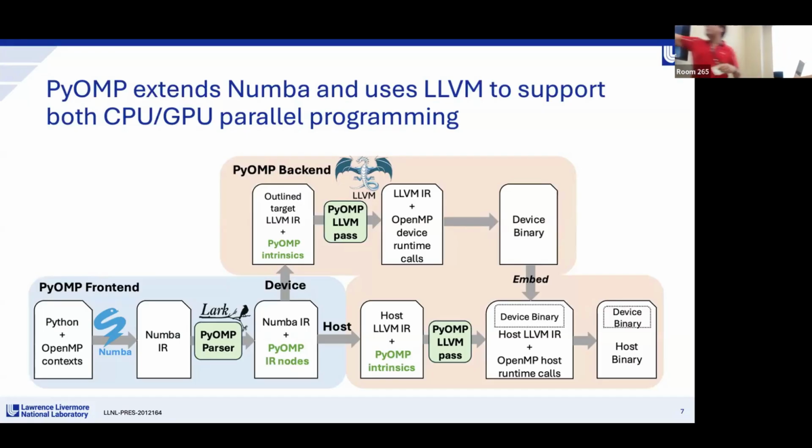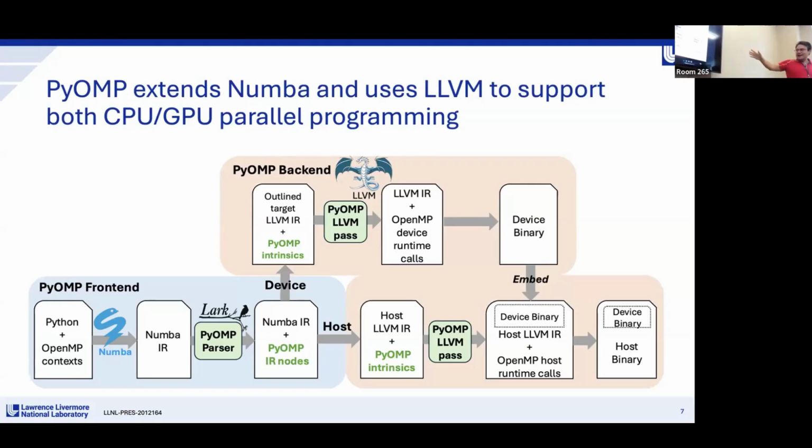And basically then we do split compilation, like most compilers do when you have to do heterogeneous compilation, compile for the CPU and the device. One part is the host, the other part is the device. And then we have an LLVM pass that's going to understand the LLVM IR that is going to be lowered from Numba, and it's going to create the two different versions, the host and the device LLVM IR, including the OpenMP runtime calls. And we're going to have the device binary created at the device path and embedded to the host path so that it can be loaded and executed at runtime.